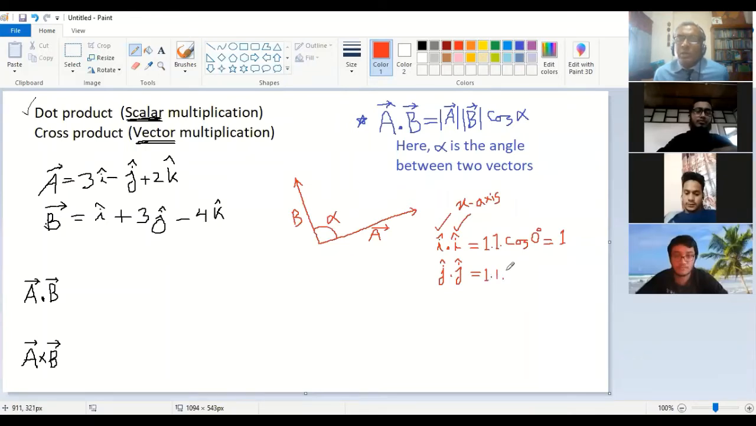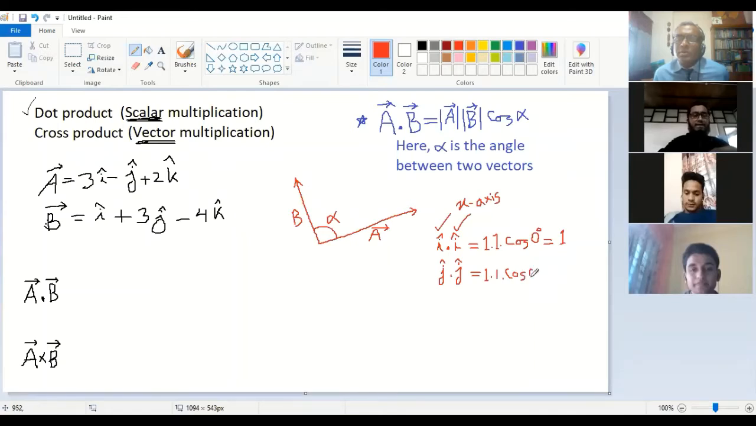Value of j is 1, and cos 0 degree. Why cos 0 degree? Because both of these are the y-axis, the same axis, the same direction, same line. So the angle is 0 degree. Say this one is the x-axis and another is coming on the same line, the x-axis. So the angle is 0 degree. And for j, this is the y-axis and another line is also the y-axis, same line. So it is 0 degree. And in the same way, you can write k dot k will also be 1.